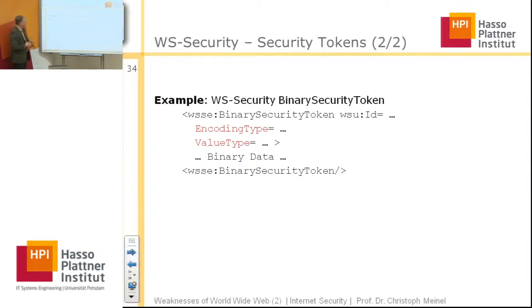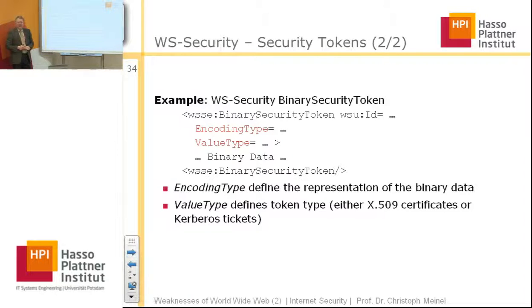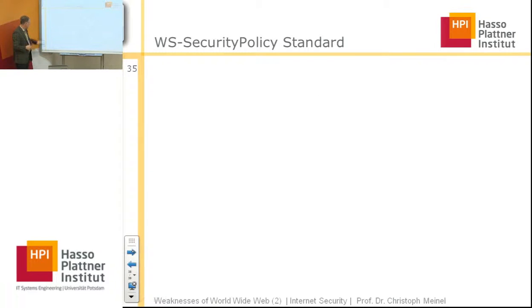So here an example of such a web service security binary security token. We have here the identity of it, then the encoding type, the value type, and then the binary data come. The encoding type here defines the representation of the binary data, and the value type defines the token type, whether it's an X.509 certificate or whether it's a Kerberos ticket.